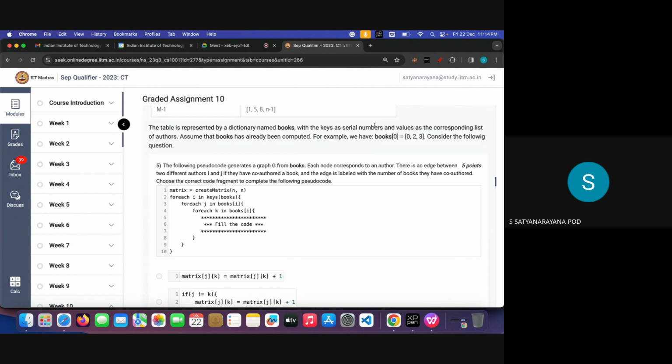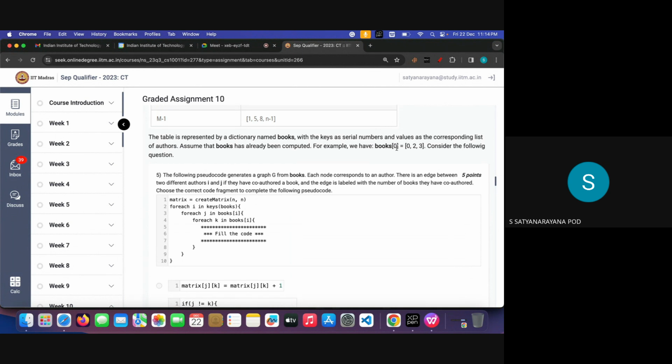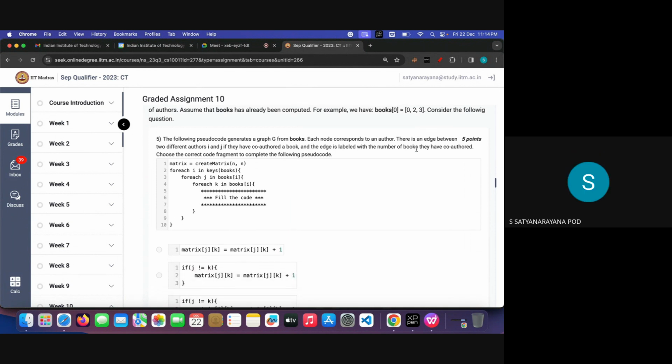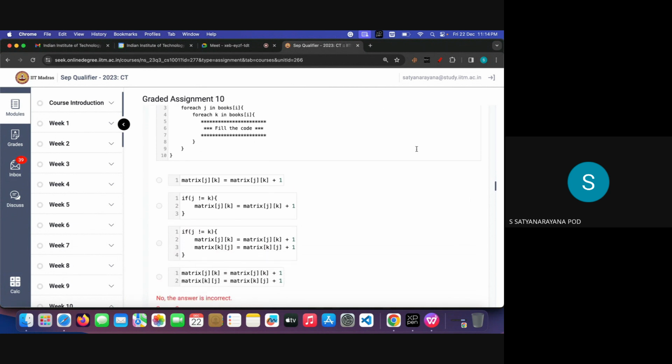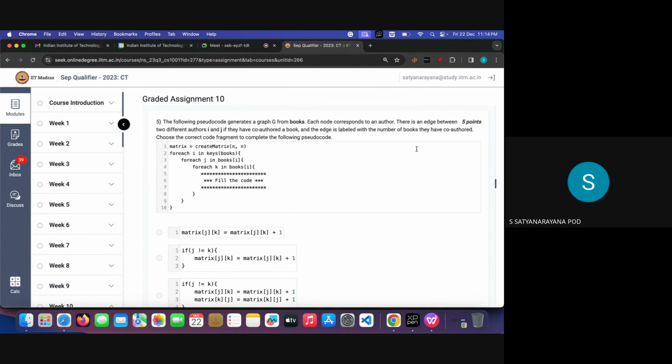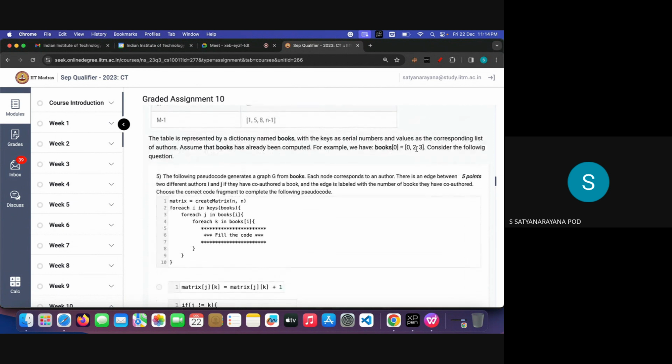Co-authored a book means the book is the same, the 0th book is there. It might be authored by 0, 2, 3. Sir, 0, 2, 3 are the authors: the 0th author, second author, third author. I don't understand, what is that one? If condition, if J not equal to K, 0th one. Okay, understood. Whatever you said is right. So here we don't find any duplicate values, is it right? Yes, you find duplicate values.